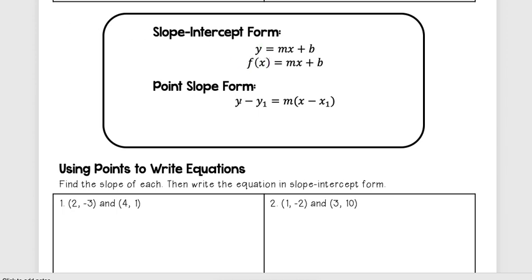And then we also have something called point-slope form, and that is y minus y1 equals m times x minus x1. So this m is still our slope, and this (x1, y1) is just a point that's on the line. Again, in slope-intercept form, m is still my slope, and b is my y-intercept.